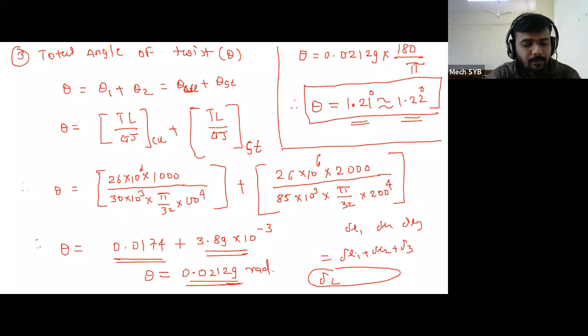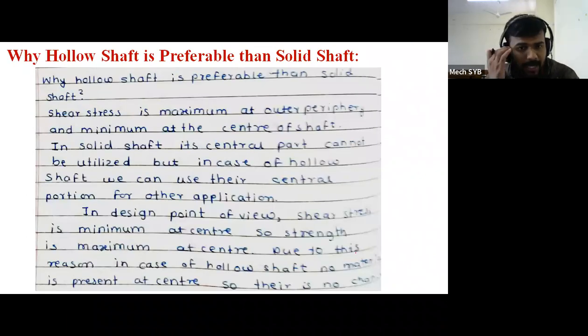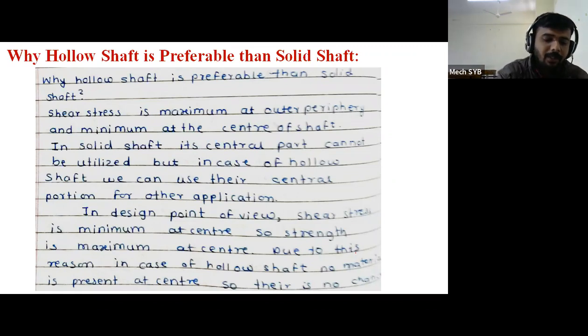Okay, no. Okay, so this will be the type number 3, that is composite shafts and the shafts connected in series, and this will be the last point. Already we have discussed this particular point at the start only, that is the strength of solid shaft and the strength of hollow shaft. So same things once again I am going to explain here, and then we will stop.